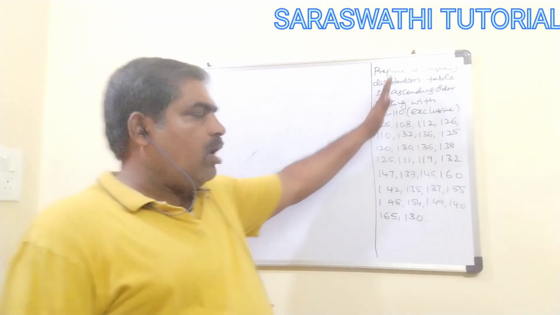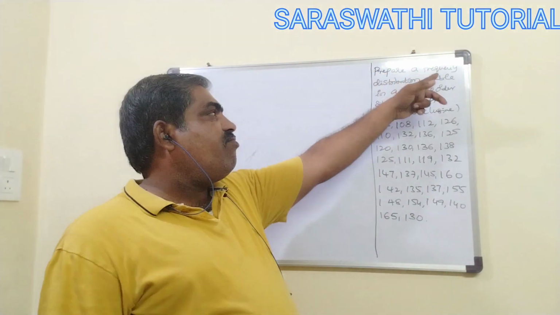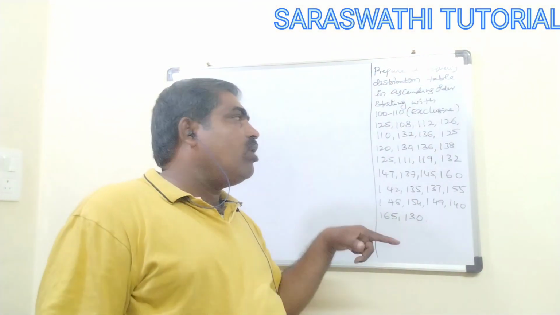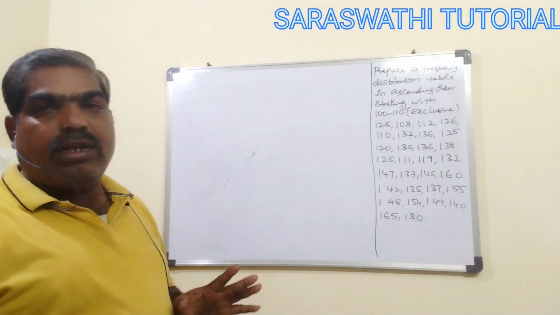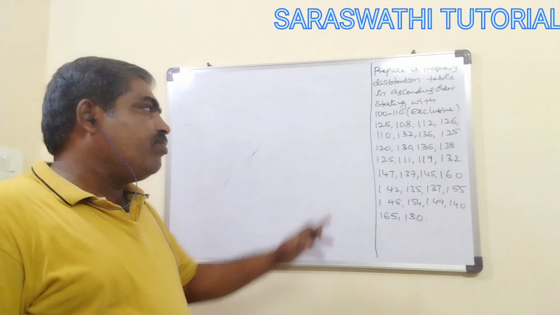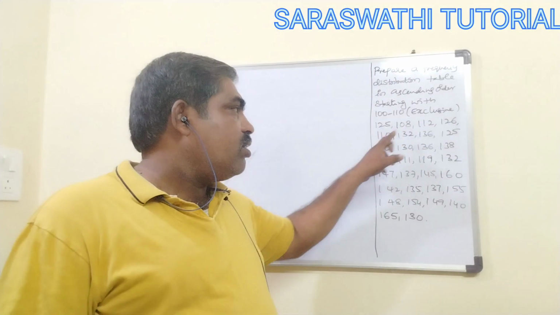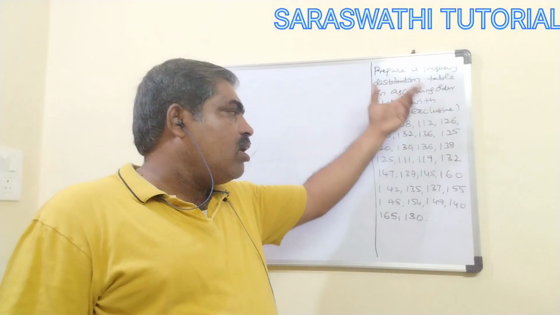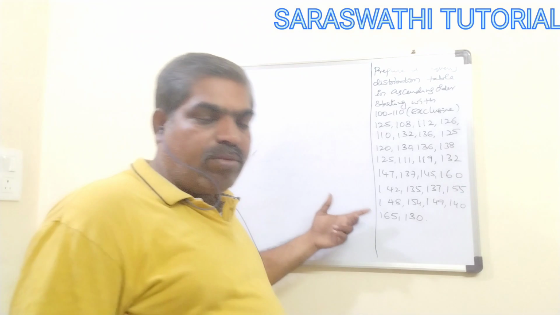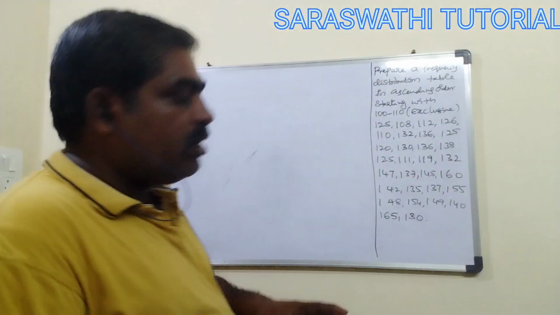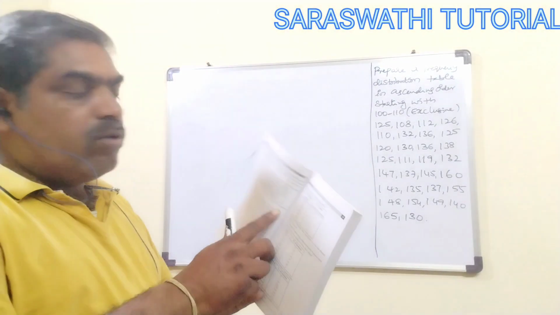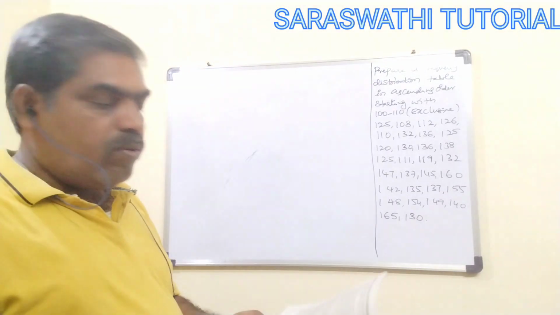See the question. I wrote already the question. Prepare a frequency distribution table in ascending order starting with 100 to 110. Which method? Exclusive method. So observations: 125, 108, 112, 126, 110, 132, 136. Okay, this is the question. I took the question from one textbook.